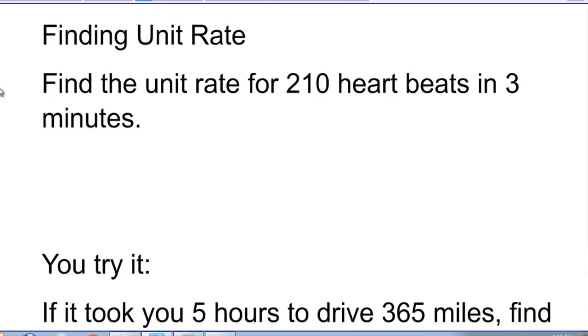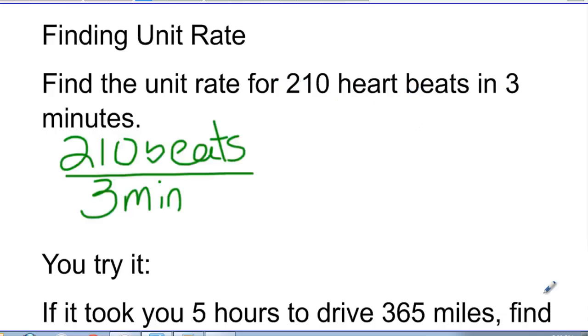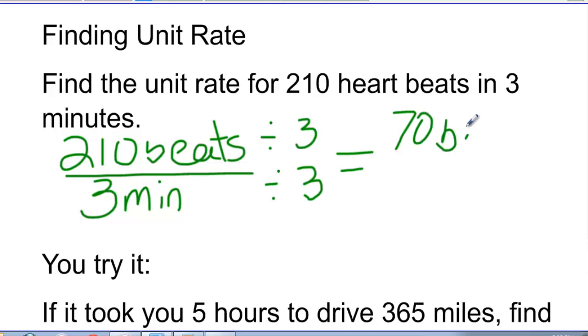So here's a situation where you could find unit rate. This asks you to find the unit rate for 210 heartbeats in 3 minutes. So I could write this rate as 210 beats per 3 minutes. And if I want to write that as a unit rate, that means I want to change it to per 1 minute. So again, I need to divide by the number that I'm trying to change into a 1. So 210 divided by 3 would give me 70 beats per minute.